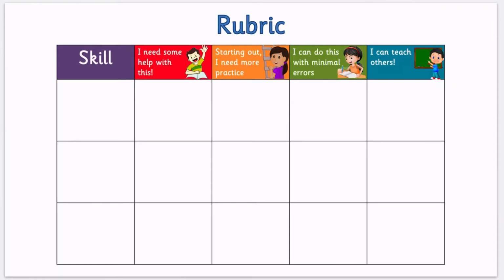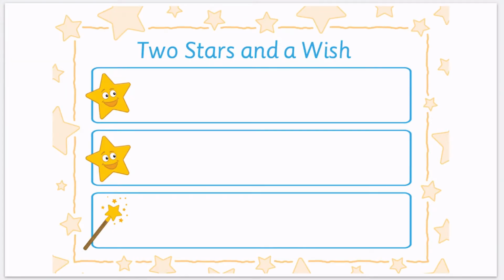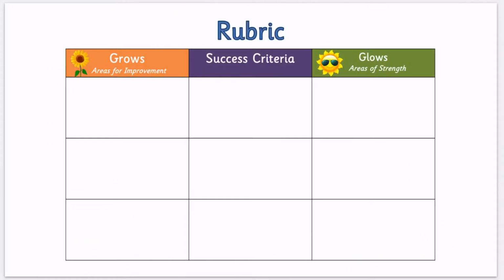This one is a 4-point rubric that's got space for 3 skills. A slightly simplified rubric that's only got 2 skills. I also use a 2 stars and a wish. And another rubric template that I'm beginning to use is the 1-point rubric, which has the success criteria in the middle. And then on the left, you can give the areas for improvement, and on the right, areas of strength. So this type of rubric allows for more personalised feedback.